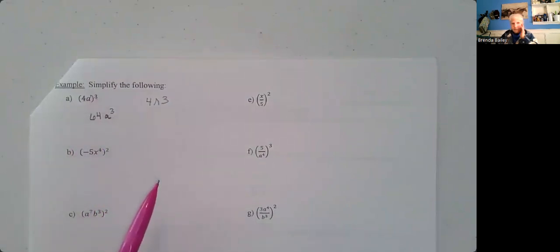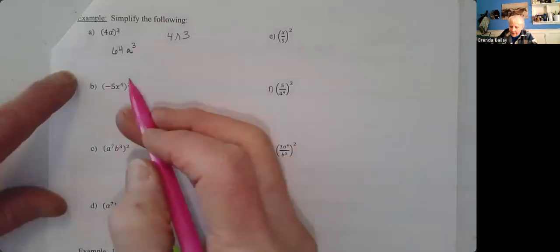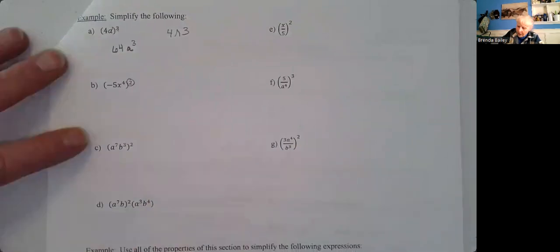Okay, let's look at B. This brings us to an important idea. Inside the parentheses, I have a -5, which will have to be squared. And I have an x to the 4th. It's going to have to be squared. Let's talk about the -5. Whenever you have a negative and you have an even power, inside the parentheses, it will be positive. So if we look at the expanded form, -5 times a -5, we know that a negative times a negative is a positive. So that gives us a positive 25.